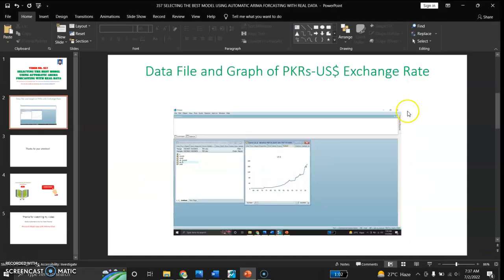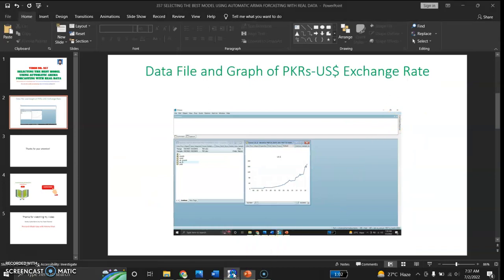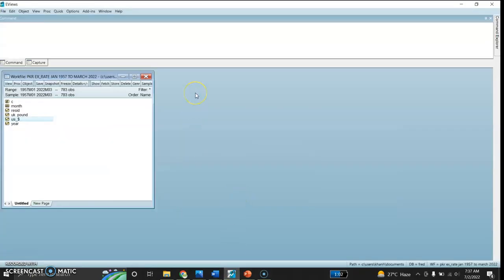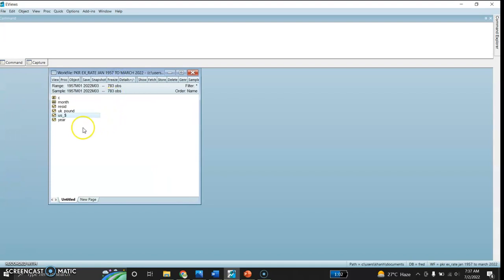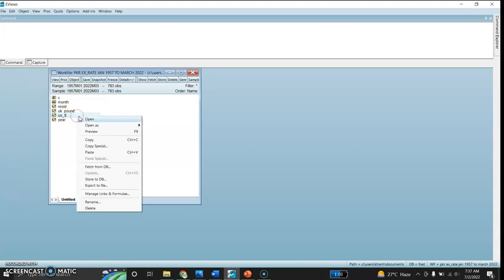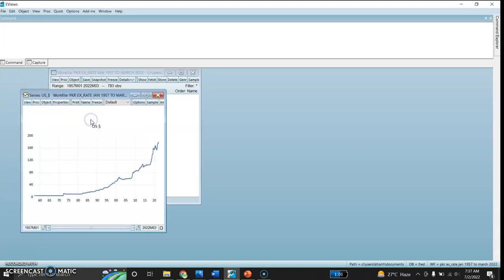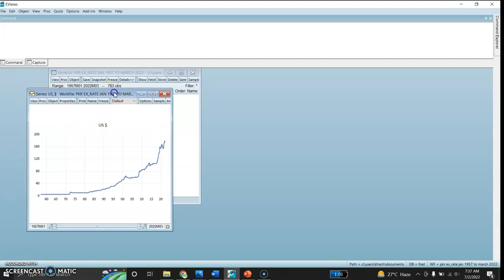So to do that, I'll switch to the data file in EViews, and this is the data file. So it shows 783 observations. This is monthly data from January 1957 till March 2022. So let me open this data.